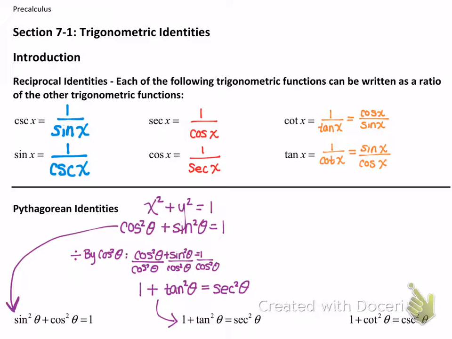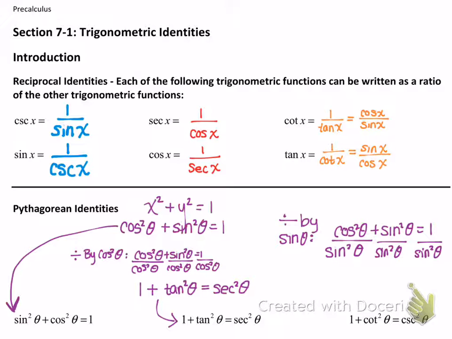So if we were to divide by sine squared theta, let's see what would happen. Cosine divided by sine is cotangent, so cotangent squared theta. Sine divided by sine is plus 1. And then 1 over sine is cosecant squared theta. So from the original cosine squared plus sine squared equals 1, we can create two more Pythagorean identities.